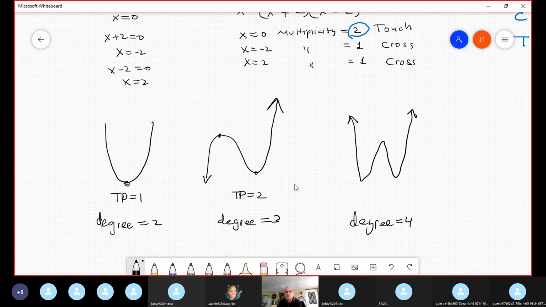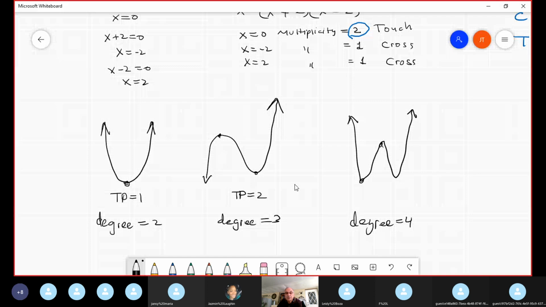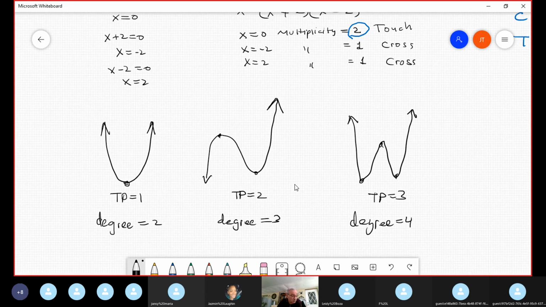Look at the end behavior. It is up, left and right. In this case, it is right up, left down. In this case, when it's even, it's like that. Look, turning points are 3, 1, 2, 3. Turning point equal to 3. So suppose that the turning point count is one less than the degree. So 4 minus 1 is 3, 3 minus 1 is 2, and 2 minus 1 is 1. But not always.